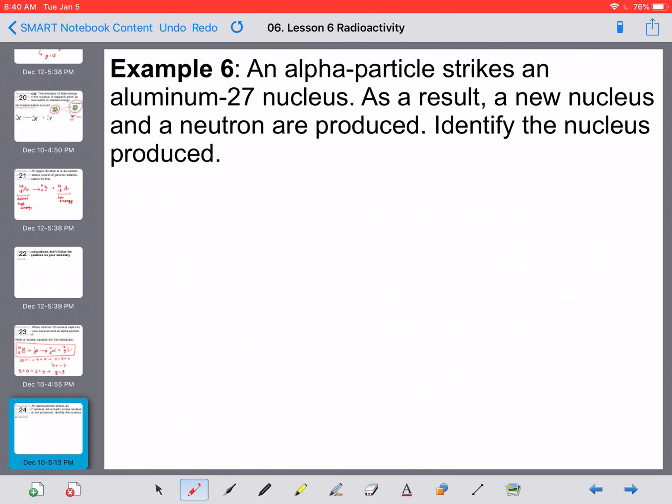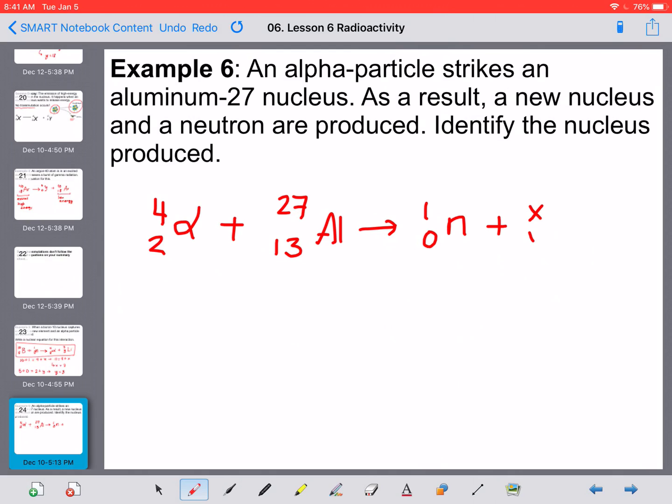Example 6. An alpha particle strikes an aluminum-27 nucleus. As a result, a new nucleus and a neutron are produced. Identify the nucleus produced. So same thing, we're going to write down the equation. So we have an alpha particle, and this alpha particle hits an aluminum-27 nucleus. So we're basically adding the aluminum to the alpha particle. And a new nucleus and a neutron are produced. So the symbol for a neutron, we saw what that was on the previous slide. And this makes our new nucleus, which now we're going to figure out what it is.